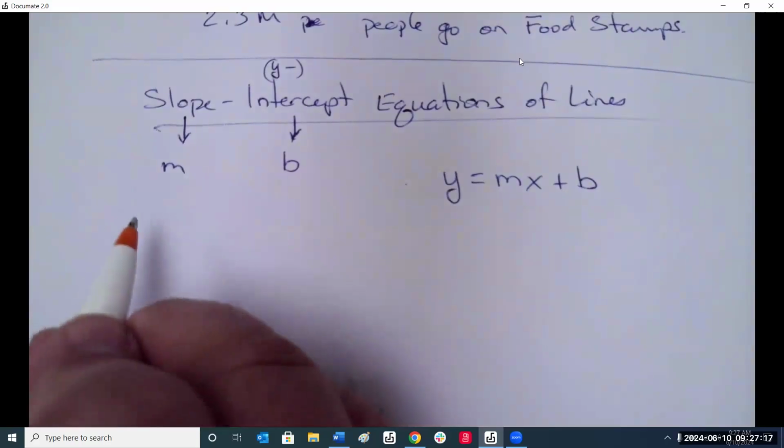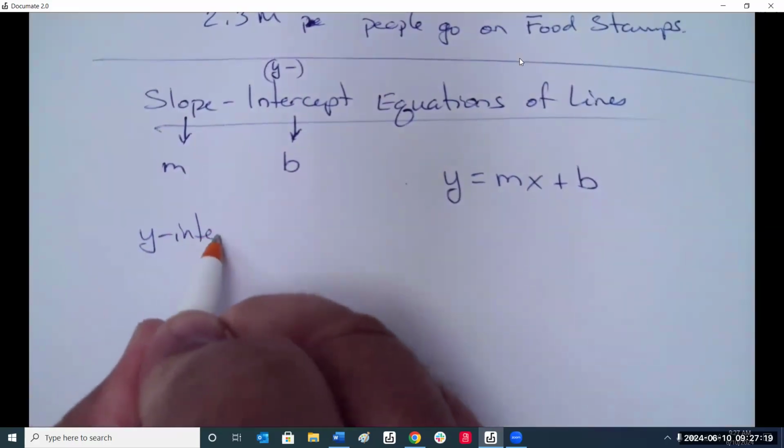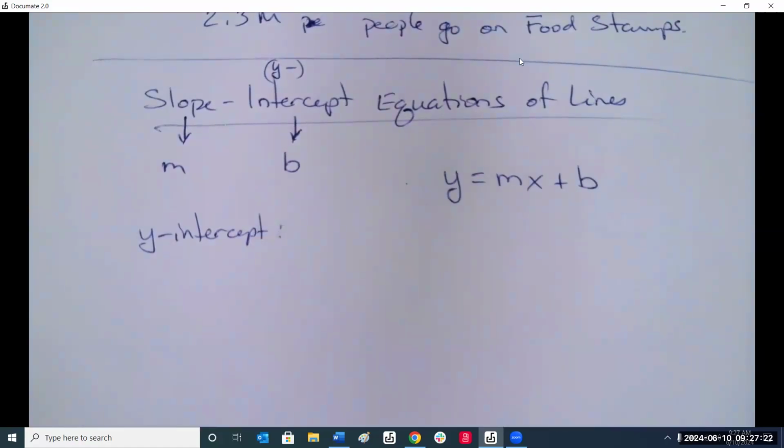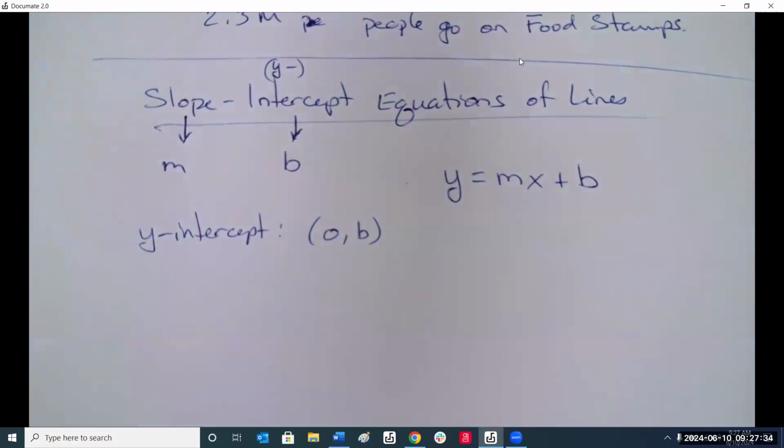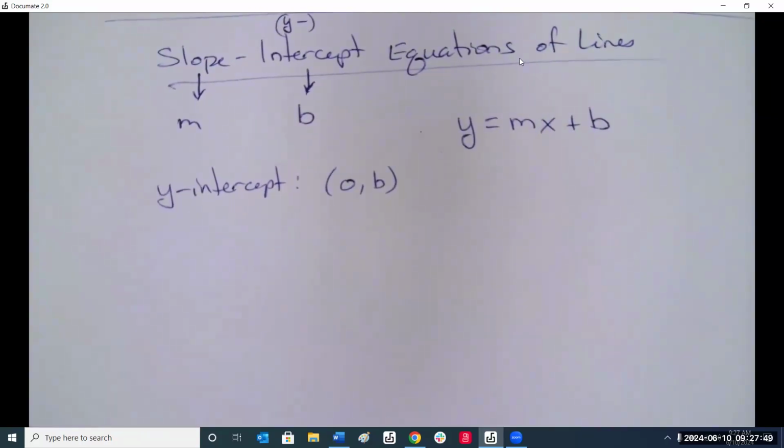So when it says y, what is the y-intercept? The y-intercept is a location, so it's going to be (0, b). You're right, it is the number, but when it says, what is the y-intercept, you have to put it in an ordered pair because it is a location. They're going to ask you 2 different ways. One of them is going to be the ordered pair. The other is, at what point, what number is the y-intercept?